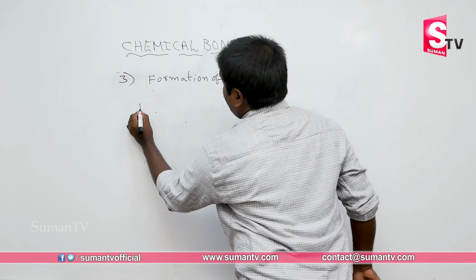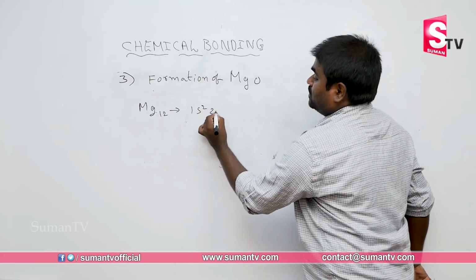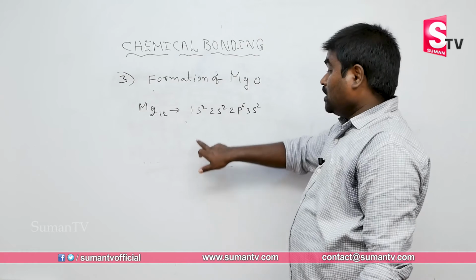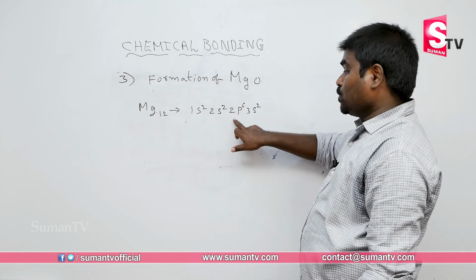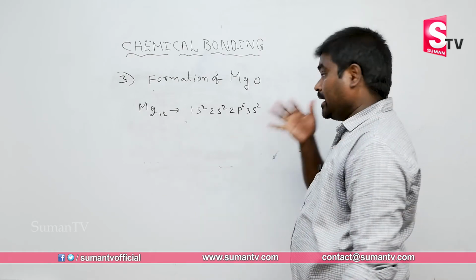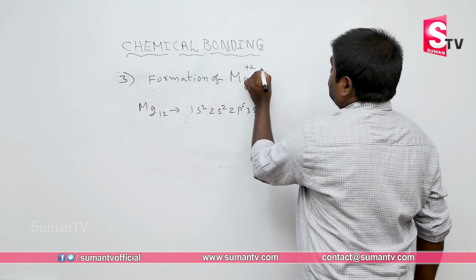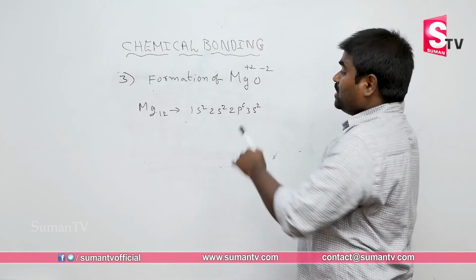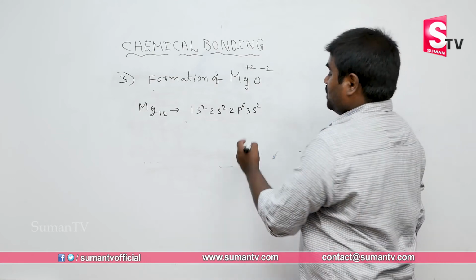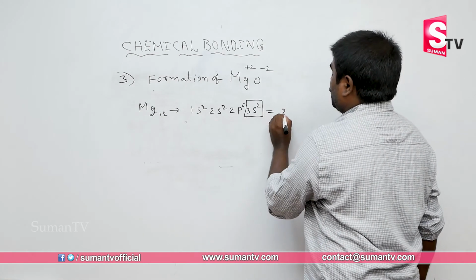As you know, magnesium has atomic number 12. The electronic configuration is 1s2, 2s2, 2p6 and 3s2. Next, children, in magnesium oxide, magnesium has plus 2 and oxygen has minus 2. Magnesium can lose 2 electrons and oxygen can take 2 electrons. How will we see? The valence shell is 3s2, children, 1 orbital with 2 electrons.